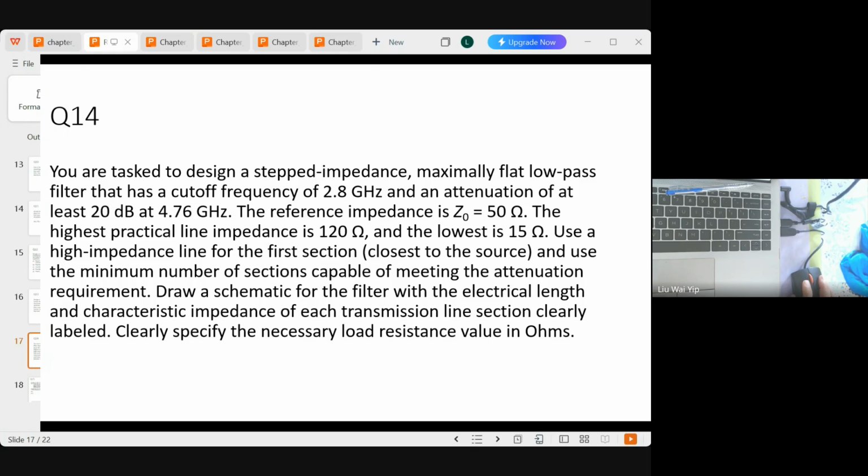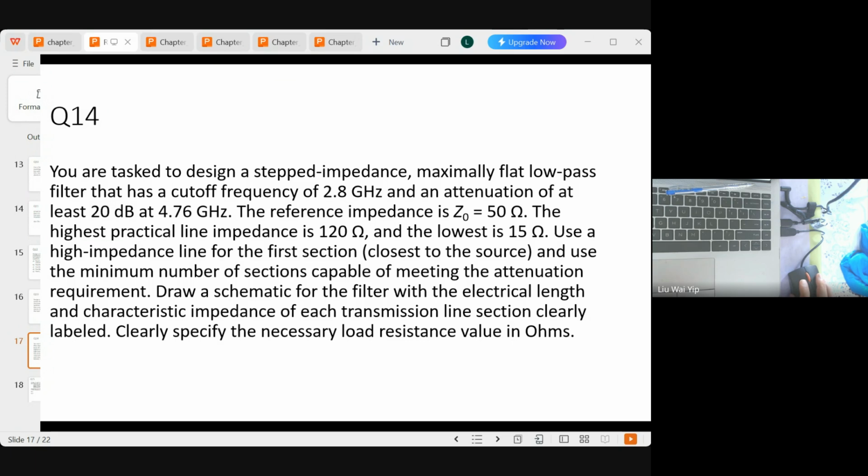Hello everyone. In this video, I'm going to walk through Question 14 of part 1 of the homework exercise that I have given to you, RF technologies. The question asks you to design a step impedance filter. And this filter is a Butterworth filter. Only Butterworth filter.